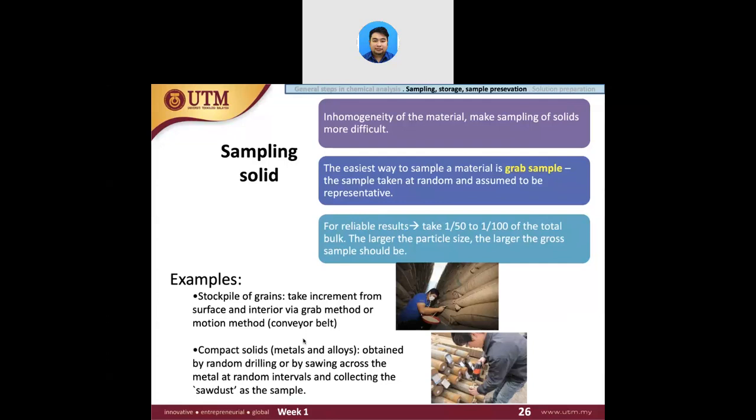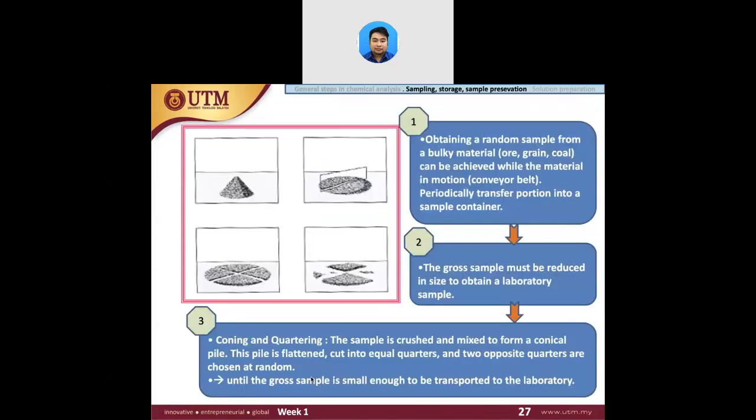Okay, so kalau compact solids, contohnya kalau metal ke, alloy ke, ataupun macam wood ke, so obtained by random drilling or by sawing across the metal at random intervals. Okay, so basically we use random sampling. Okay, so basically when you obtain tadi apa beras tu, okay, you ambil je banyak sekali. Obtaining a random sample from a bulky material can be achieved while the material is in motion.